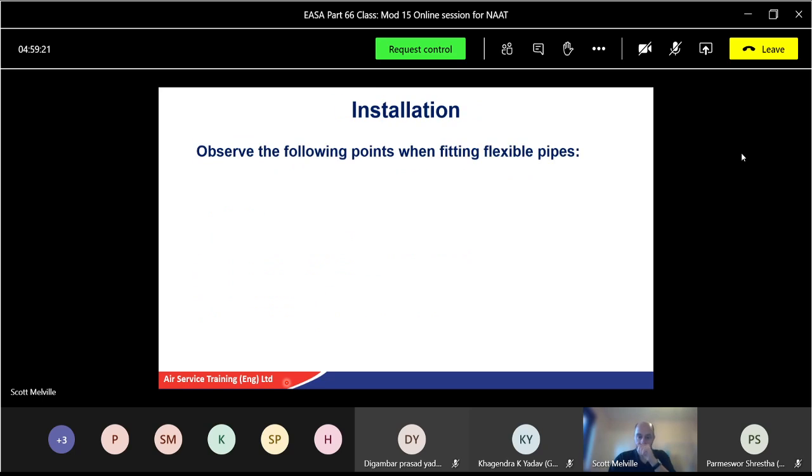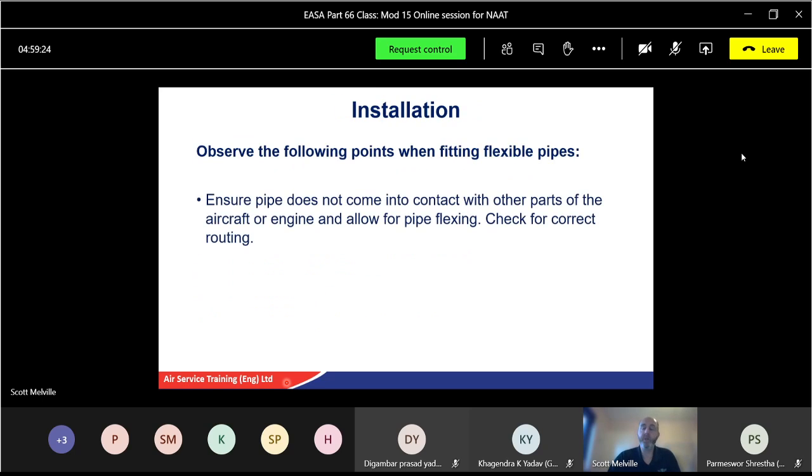So good things to observe following points when fitting flexible pipes. Ensure the pipe does not come into contact with other parts of the aircraft or engine, and allow for pipe flexing. Also check for correct routing. Right, make sure it's not touching something, you've not twisted it. Common sense also there. Do not exceed the manufacturer's minimum bend radius.